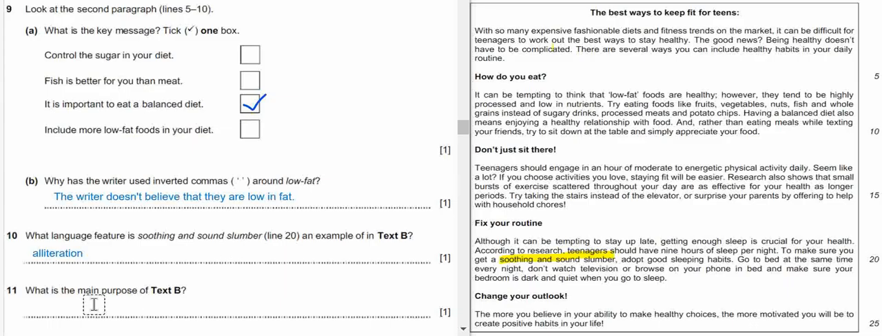What is the main purpose of text B? So this is the whole text B. Main purpose, the title is the best way to keep it contained. So it's important for you to provide the answer.